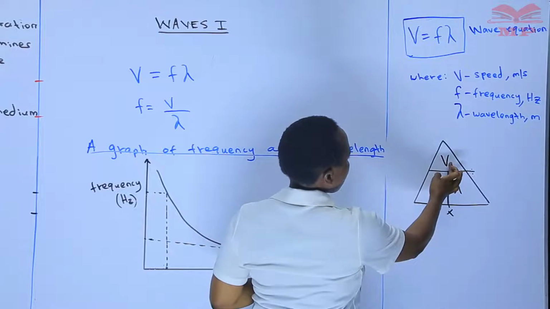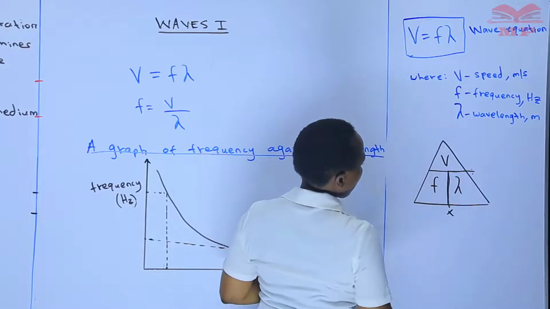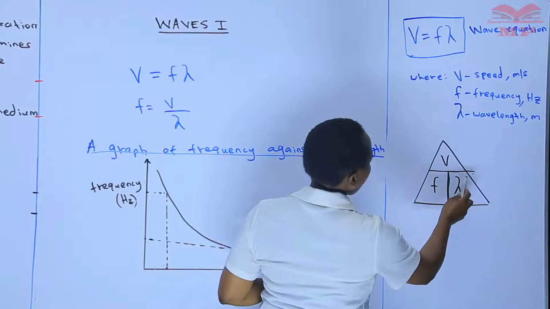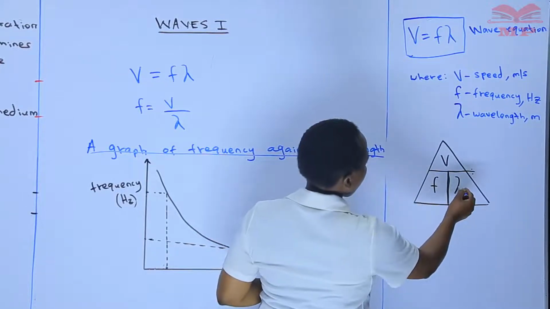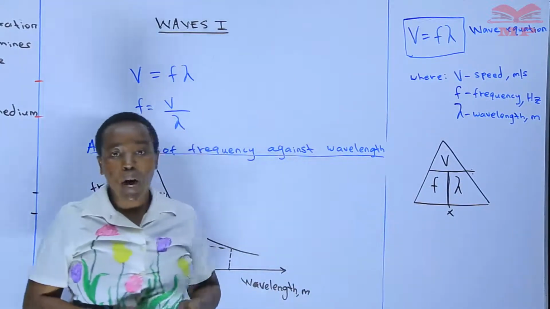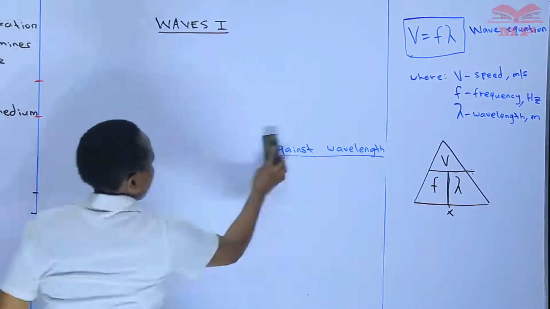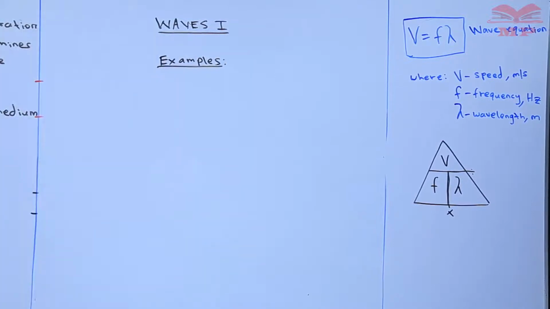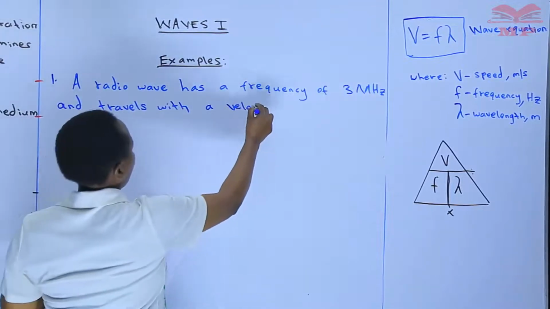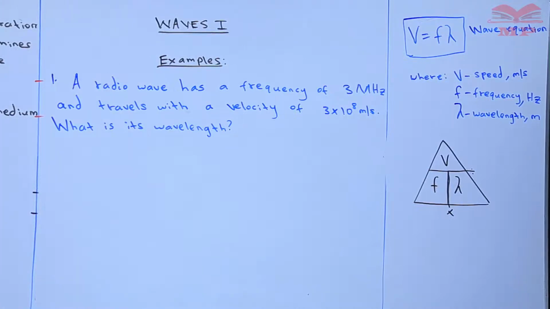From this it's very clear that when we want to get the speed, it is simply frequency multiplied by the wavelength. When you want to get the frequency, it's simply the speed divided by the wavelength. And when you want to get the wavelength, you take speed and divide by the frequency. So we want to apply it in some numerical questions. That's the question that we have been given.